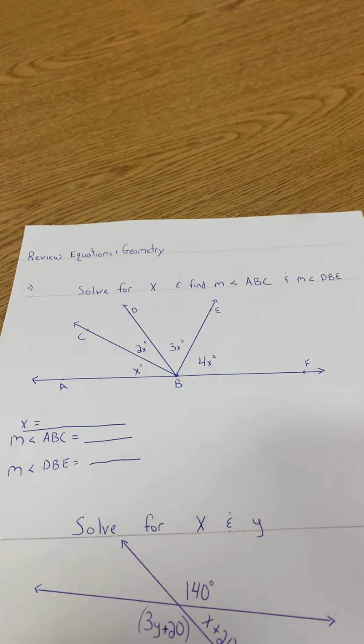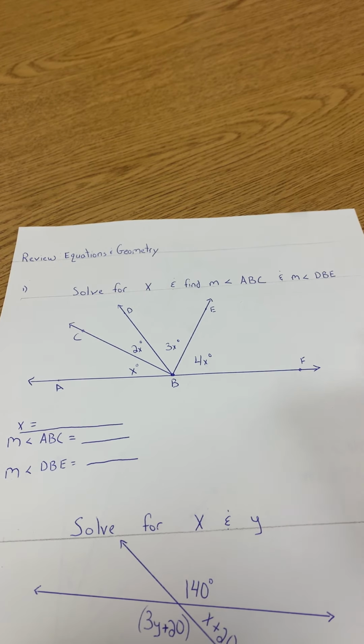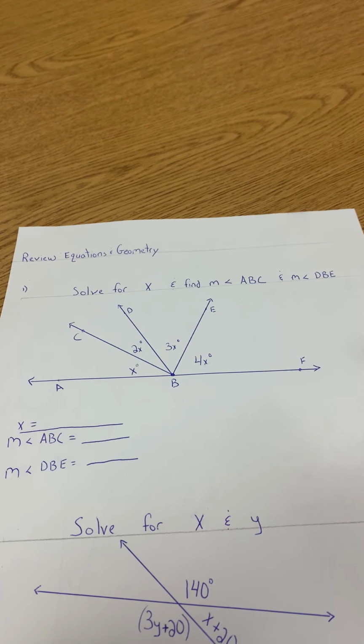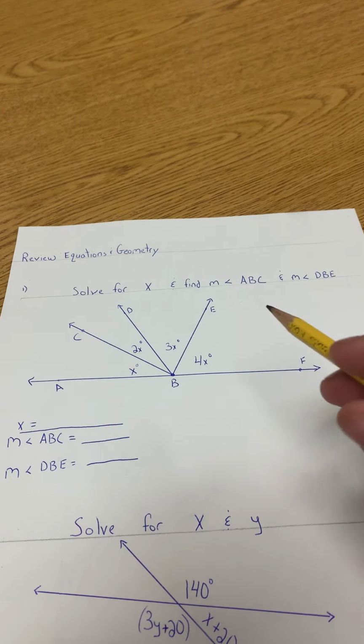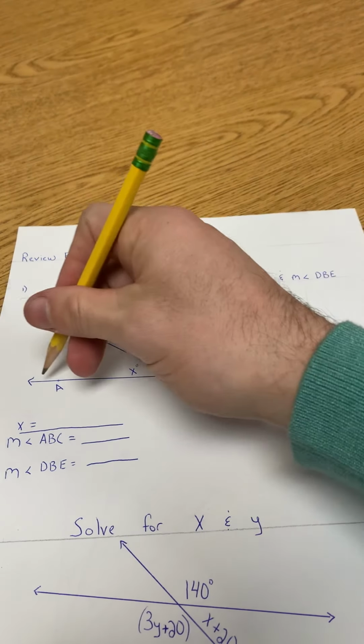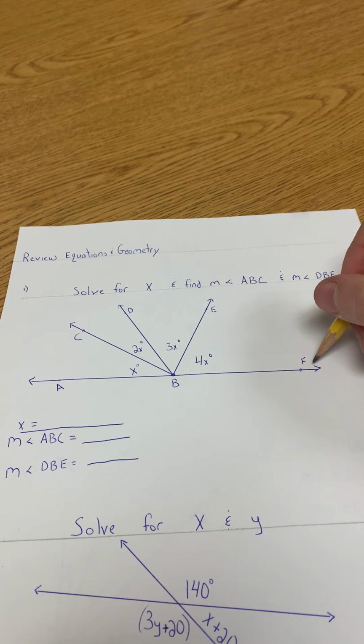It's going to be tough to write, so you'll have to excuse my writing if it looks messy, but I'm going to try to walk you through it. So it says solve for x, find the measure of angle ABC and the measure of angle DBE. First thing that we always look for is, do we have straight lines? Well, yes, here's my straight line.